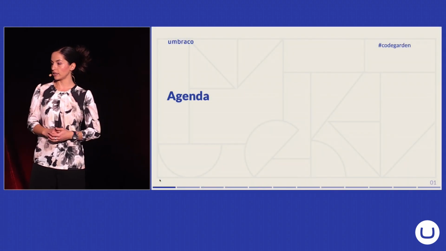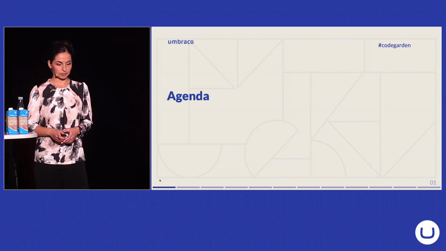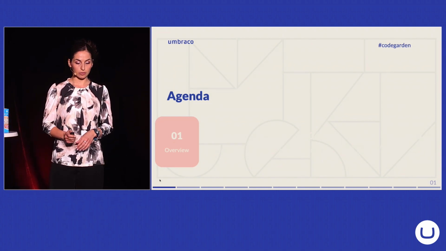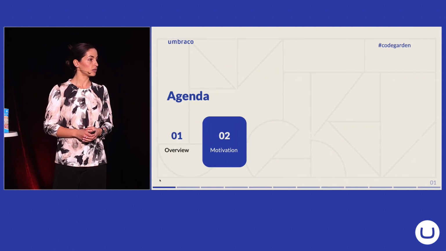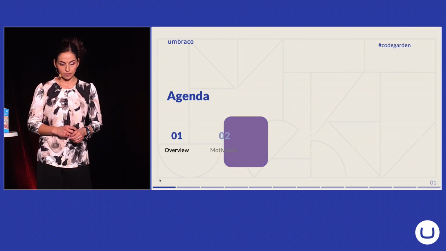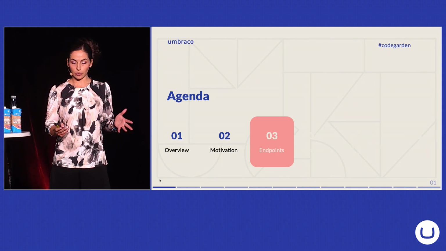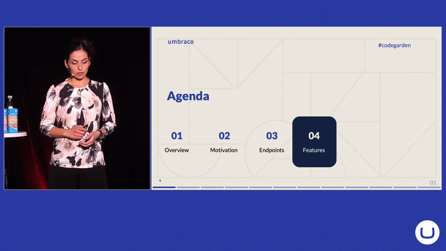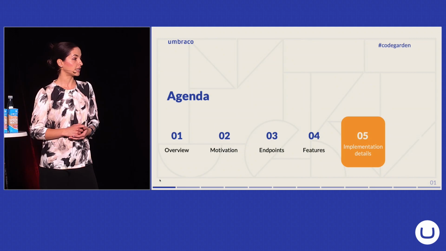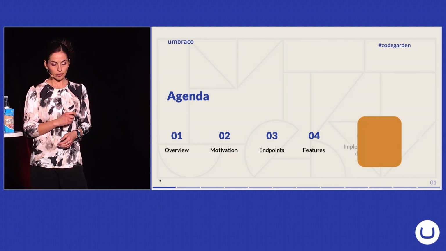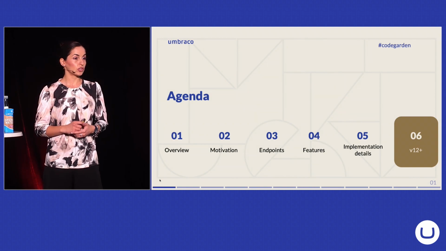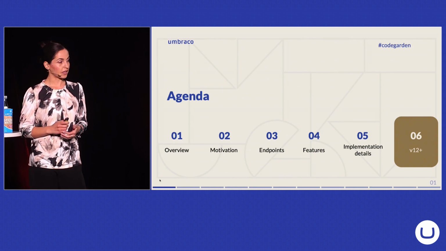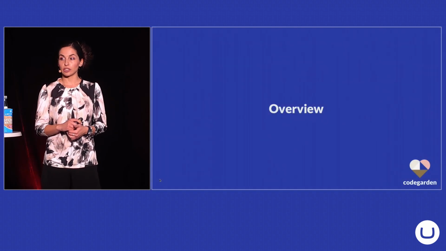Right. To give you an outline of this talk, here is what we are going to go through today. We'll start with an overview where we'll discuss what this powerful feature is all about. Then we'll dive into the motivation behind its development. Why did we do it? After that, we'll explore the different endpoints that make up the foundation of the delivery API, and what features we then put on top of those endpoints. Next, I'll highlight the key aspects of how we build this feature, and finally, we'll take a glimpse into the future to discuss what's planned for the content delivery API within the future versions of Umbraco. Now that we are all set, let's have a look at what this feature is actually about.